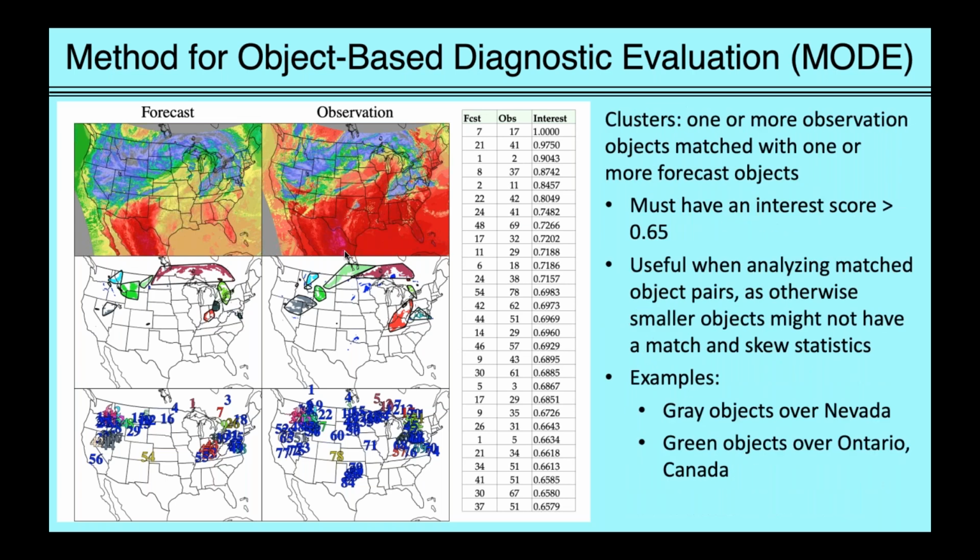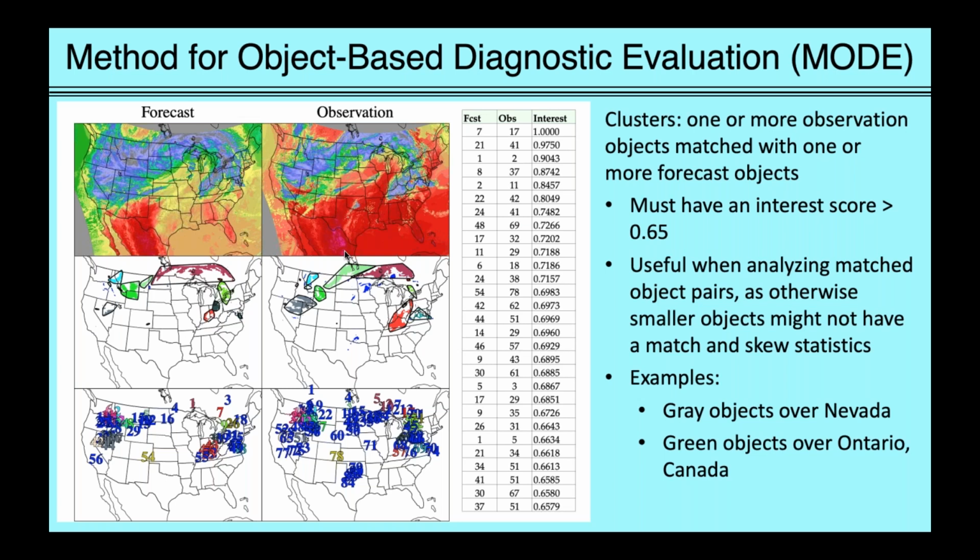One thing that is also important that we will use extensively is clusters. What MODE defines as a cluster is one or more observation objects which are matched with one or more forecast objects. And I have defined that in order for these matches to be identified as a cluster, they must have an interest score greater than 0.65. This is going to become very useful when we start analyzing matched pairs.